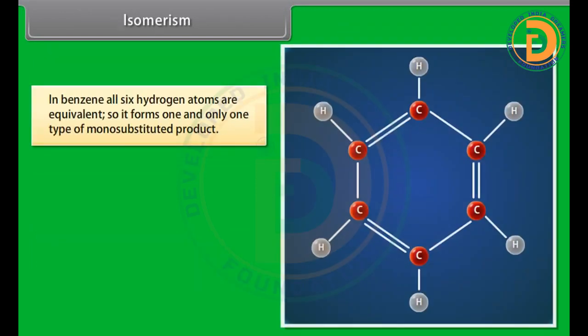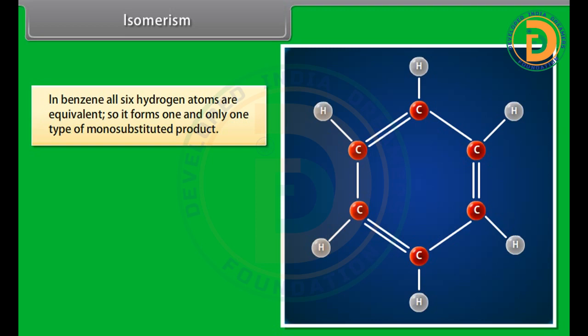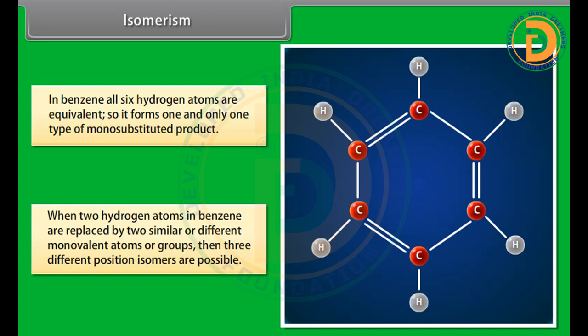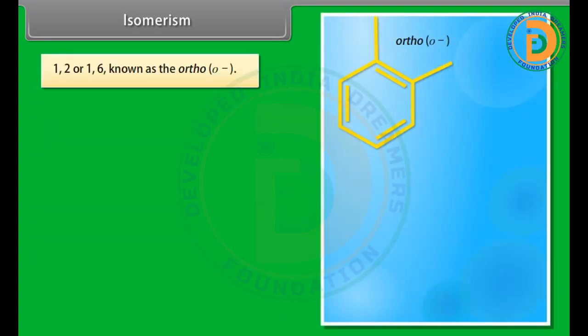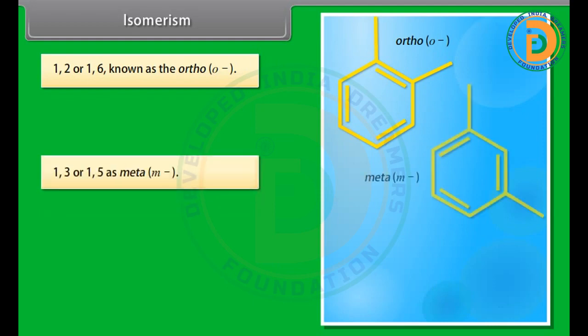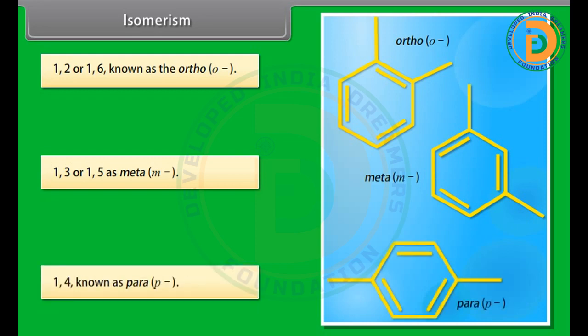Isomerism. In benzene, all 6 hydrogen atoms are equivalent, so it forms one and only one type of monosubstituted product. When 2 hydrogen atoms in benzene are replaced by 2 similar or different monovalent atoms or groups, then 3 different position isomers are possible. First one is 1,2 or 1,6, known as ortho. Second one is 1,3 or 1,5, known as meta. And the third one is 1,4, known as para, disubstituted compounds.